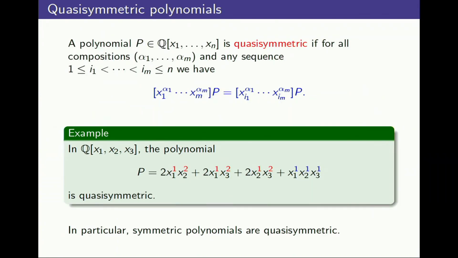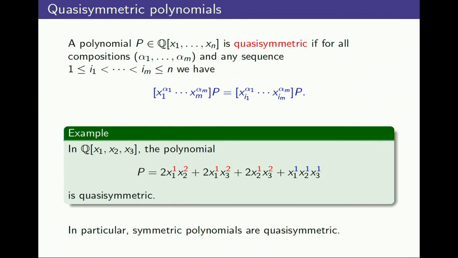Right. So what's a quasisymmetric polynomial? You know symmetric polynomials. This is a mild generalization. A polynomial p in variables x1 through xn is quasisymmetric if the following holds. You hand me a sequence of positive integers, alpha 1 through alpha m. Then the coefficient of x1 to the alpha 1 through xm to the alpha m in p equals the coefficient of x sub i1 to the alpha 1 through x sub im to the alpha m for any strictly increasing sequence of m indices. So, it sounds long, but it's not so bad.